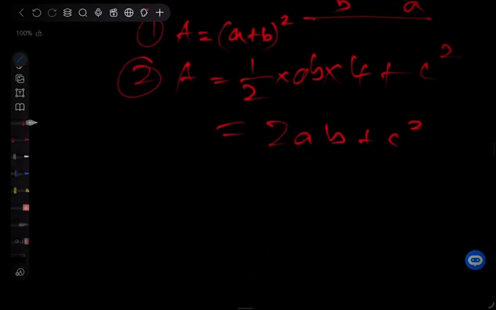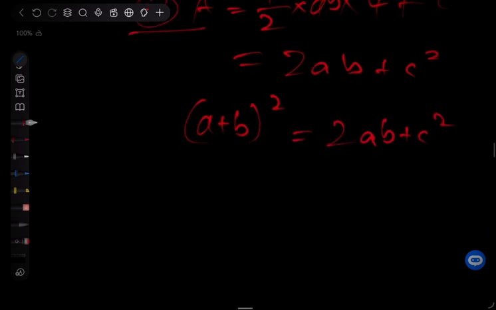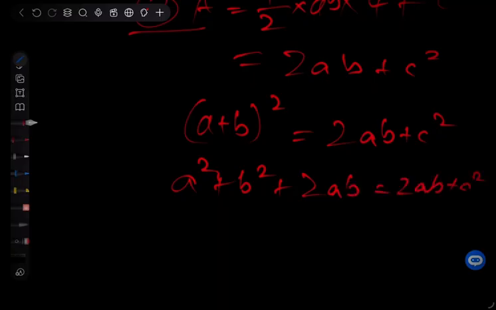Now if we equate 1 and 2, we would get A plus B the whole square, which is equal to 2AB plus C squared. This can be simplified to A squared plus B squared plus 2AB is equal to 2AB plus C squared. So now these two cancel out, and we get A squared plus B squared equals C squared.